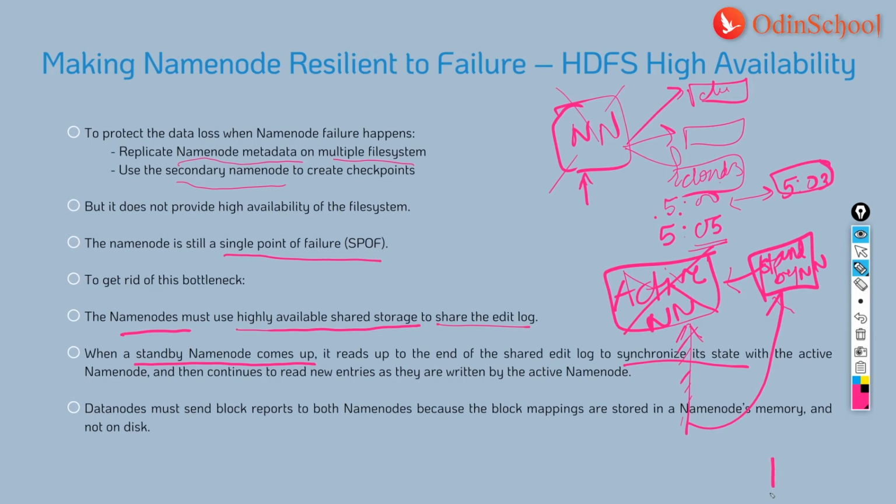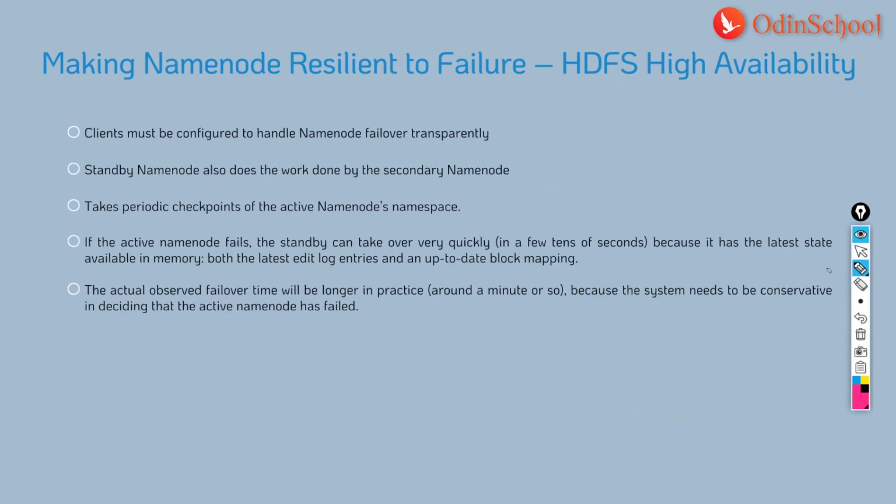And your data nodes you have to configure like that also, right? So your data node 1, 2, all these data nodes also need to send this heartbeat signal to the standby name node rather than the active name node. So there is a shift, basically a pointer is changing now, you can see that. That is what HDFS high availability is, and that is how you can get rid of this SPOF, single point of failure. In order to do that, you have to configure your clients so that they can handle this name node failover transparently.